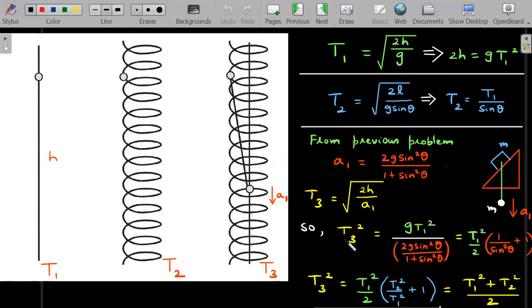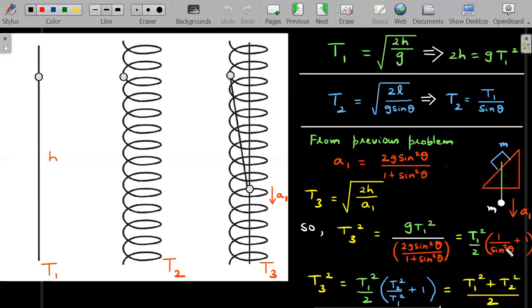I'll take t3 square, and the top 2h I'll replace it with g t1 square. Can you see the green replacement here? And for a1, this entire red thing I substituted there. Okay, right? And you just flip this one onto the top, g's get cancelled, and you'll get t1 square by 2 outside, and 1 plus sine square theta divided by sine square theta. I wrote it in this format.